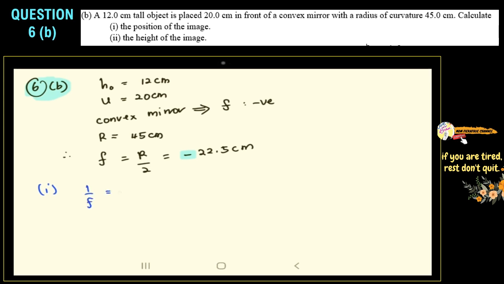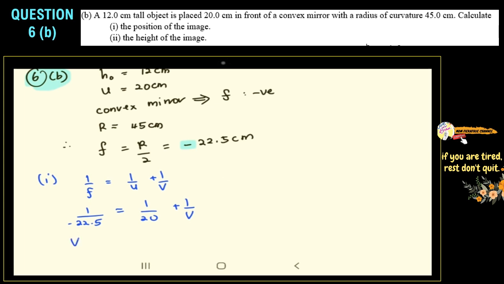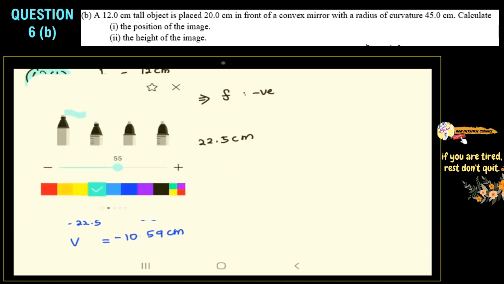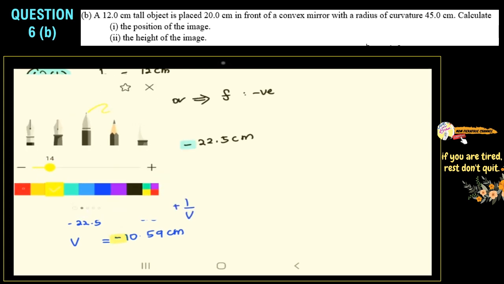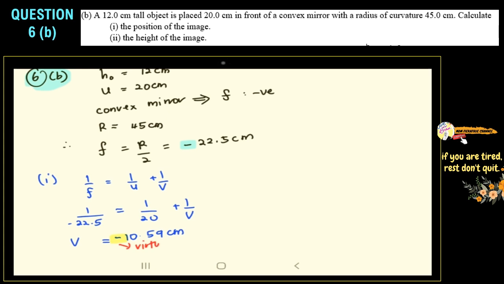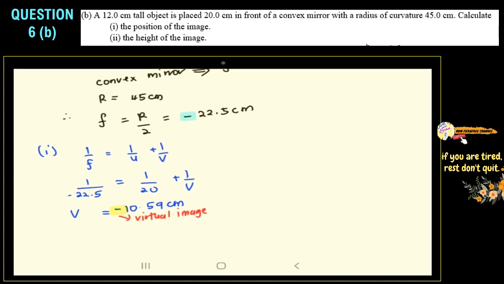So 1 over f equals 1 over u plus 1 over v. Okay, so 1 over 22.5, remember the negative sign, equals 1 over 20 plus 1 over v. Okay, so we will get v equal to, what do we get? Negative 10.59 centimeter. So the negative sign means that the image is a virtual image, and this is a mirror.